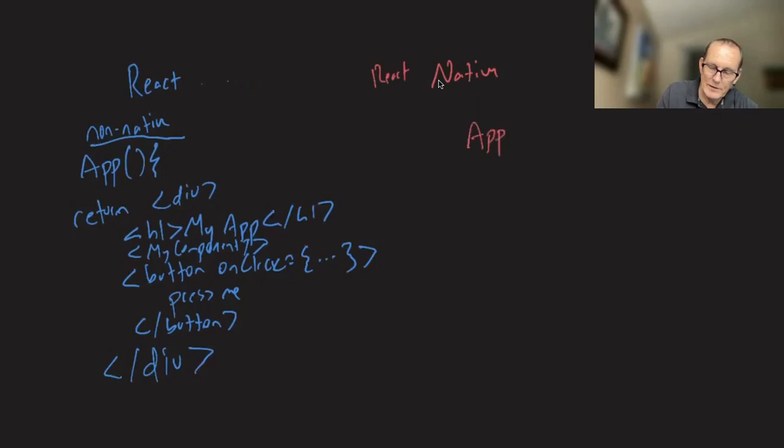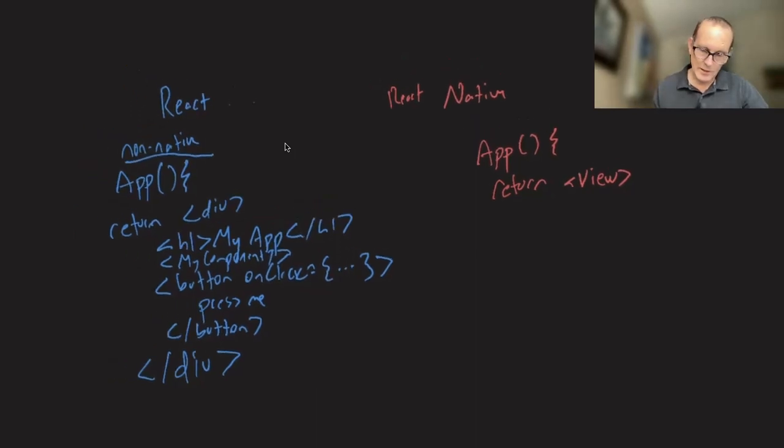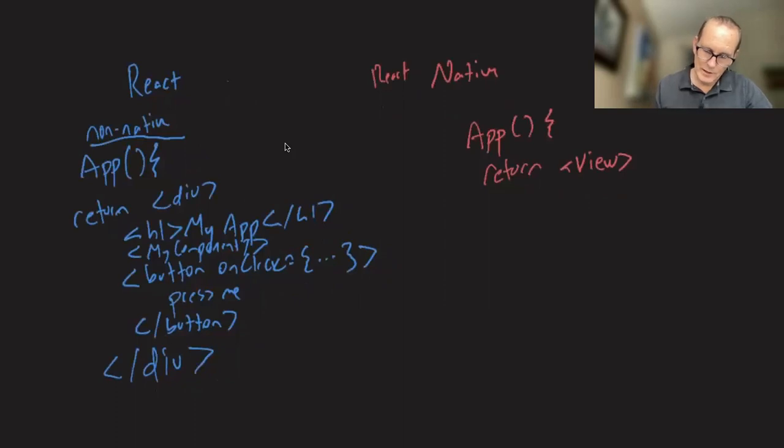So we would still have an app component. It would still return a hierarchy of elements. But the actual widgets to use are different. Views are the equivalent of divs. They're containers of other things. And so within the view, instead of an h1, you use text. You might have text that says my app.